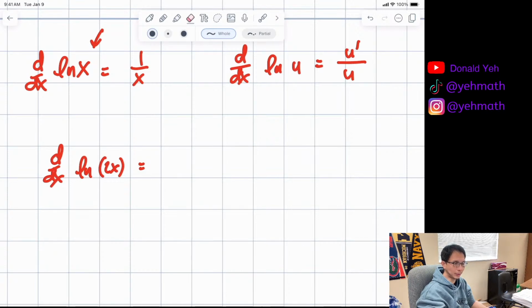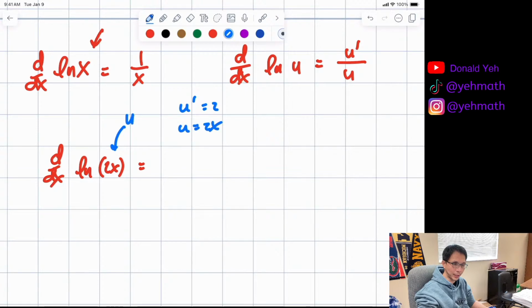Elaine, what do you think the derivative of natural log of 2x is? 1 over 2x? Almost. Jack? 2 over 2x is good, because this is a u. And the u prime is what? 2. And u is 2x. So it'll be 2 over 2x, right? That's equal to 1 over x.